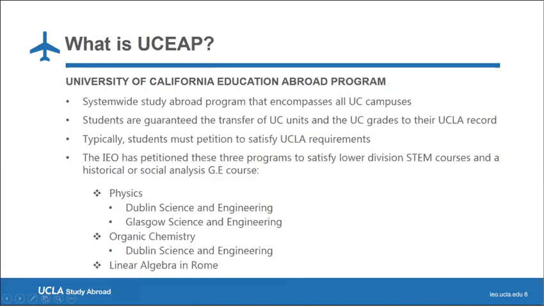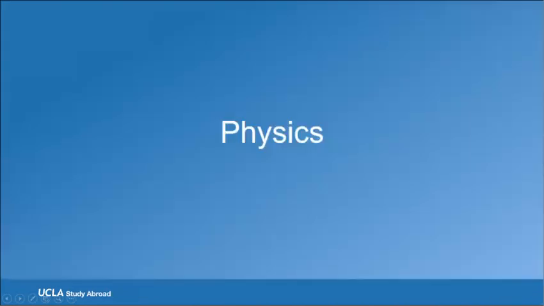For physics, we will be discussing 2 programs. This is the Dublin Science and Engineering program and the Glasgow Science and Engineering. We have organic chemistry, which is offered within the Dublin Science and Engineering program, the same one that physics is offered in. And finally, we have the linear algebra in Rome program. So first, we'll go ahead and speak about physics.